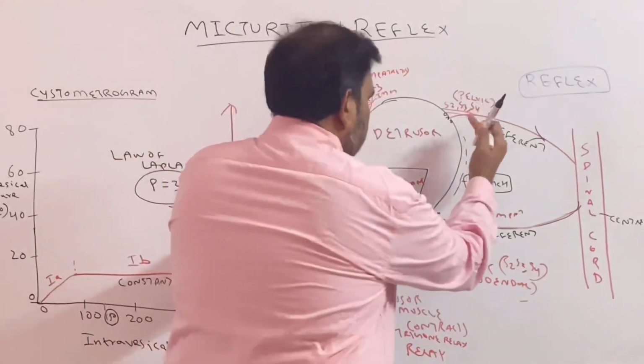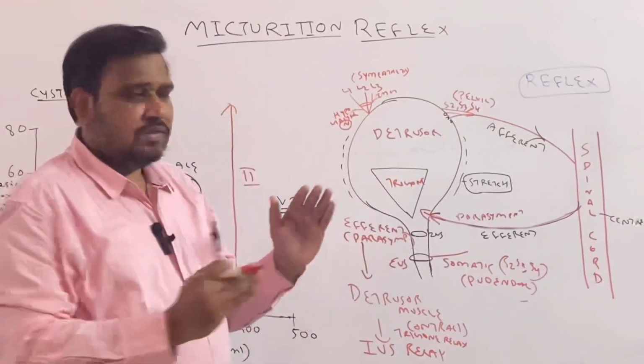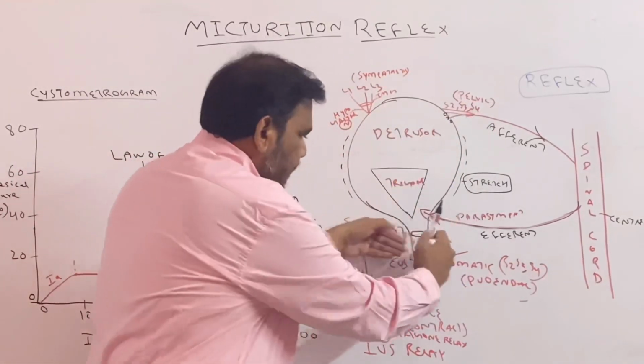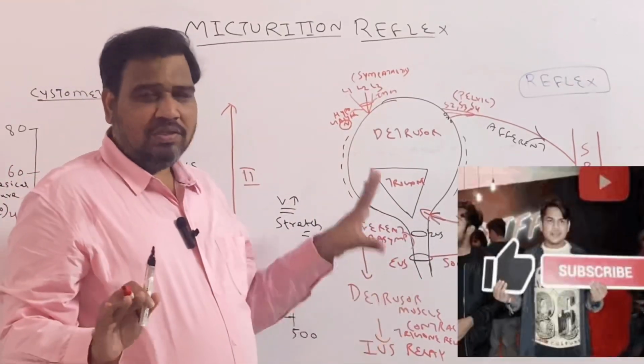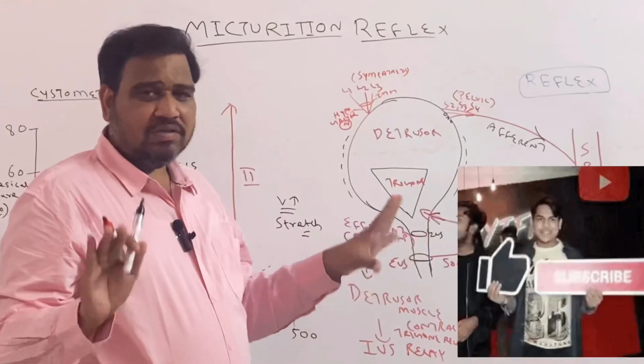So see here, this is contracted. So what does this parasympathetic do? Contracts the detrusor muscle and relaxes the internal urethral sphincter. So it helps in micturition. So this is a simple micturition reflex which I explained.